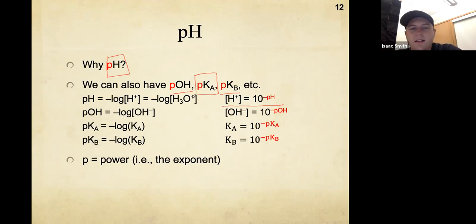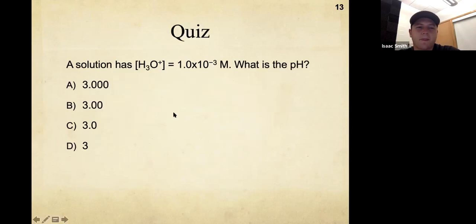Anyway, you do need to know the pH, and at this point you should probably know pOH is the negative log of the OH minus. We're not going to talk about pKa and pKb right now. I'm trying to remember if we even get to it in this class, but I'm just pointing out that whenever you see p something, it's just the negative log of whatever that thing is. Okay. All right, go ahead and try this problem.